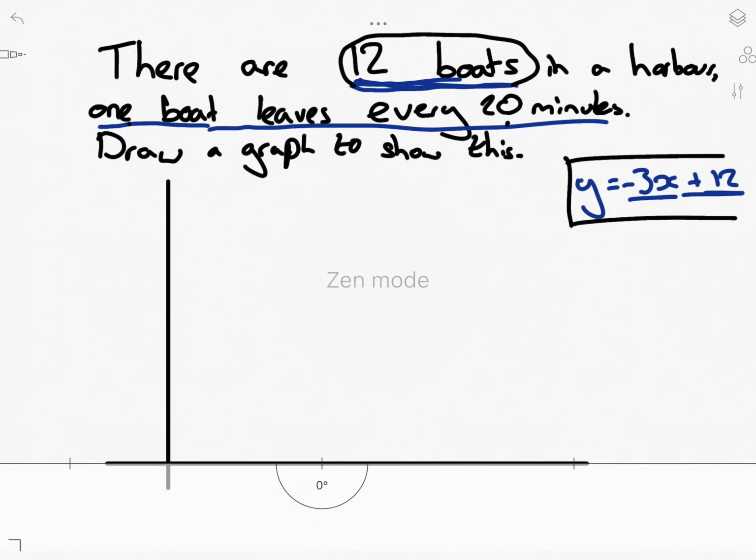Okay, so now we've just got the positive parts of each axis. And then I'm going to go up in 2s on the y-axis to make sure everything fits. So 2, 4, 6, 8, 10, 12. So remember, you can change how much you go up by on axes. You don't have to always go up by 1.